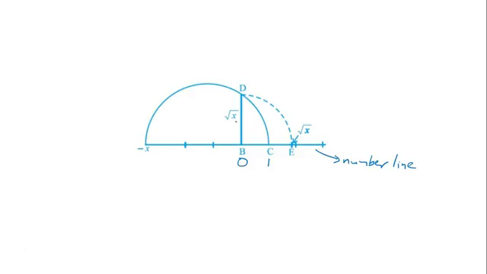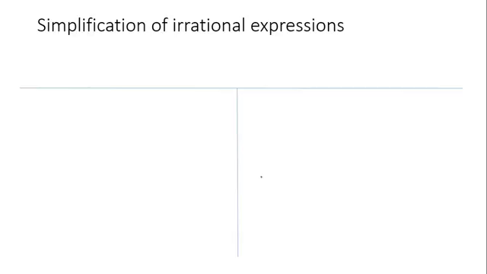So finally, after you do the constructions, you get BD is equal to root x, and with center B and radius BD, you just need to draw this arc here so that you get the point E, and BE will be equal to root x. So that's how you plot the point root x on the number line for any real number x.